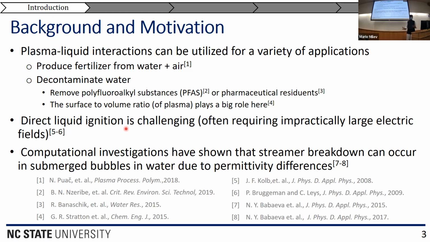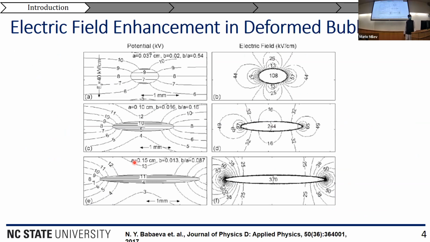Something that's been noted in the past is that direct ignition in liquids is challenging. If you wanted to ignite a plasma in a pure liquid, typically you would end up superheating some of the liquid, or there'll be micro bubbles, and that's really where plasma would show up. But we've also noted that computational investigations have shown that we can have streamer breakdown in bubbles due to where the electric field is enhanced due to permittivity differences. So that's what this slide is about.